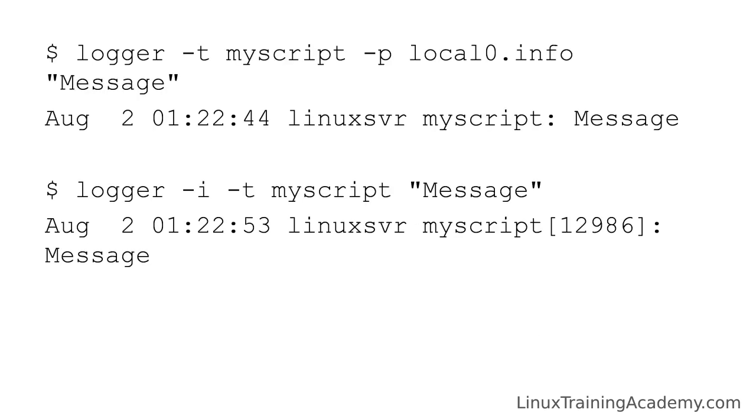The first logger command on your screen uses a tag. The message that it generates now contains the specified tag. The other logging command uses the -i option, which causes the PID to be included in brackets in the log message. If multiple copies of your script can run at the same time, then having a PID can help differentiate the logs being generated by one instance of the script versus logs being generated by another instance of the script.